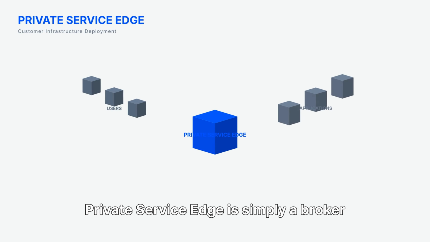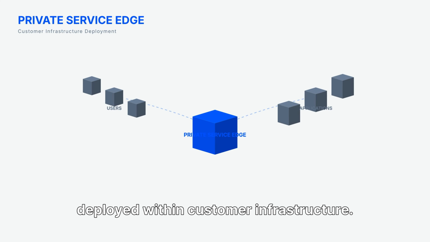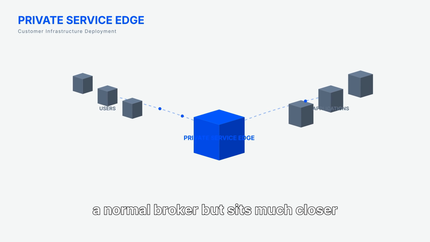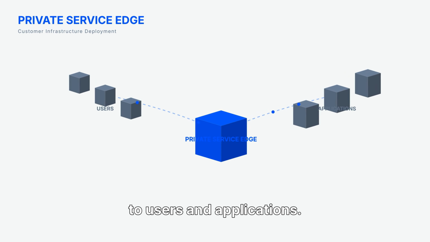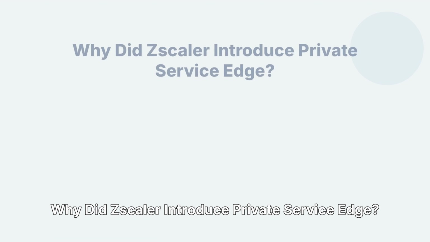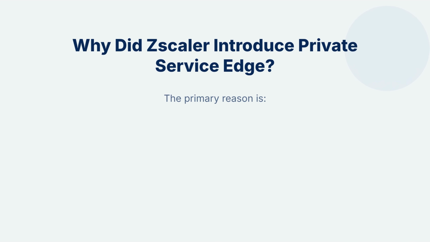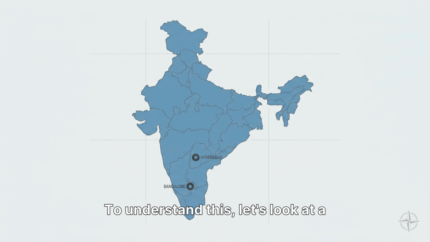So technically speaking, Private Service Edge is simply a broker deployed within customer infrastructure. It participates in ZPA architecture exactly like a normal broker, but sits much closer to users and applications. Why did Zscaler introduce Private Service Edge? The primary reason is latency reduction. To understand this, let's look at a real-world example.